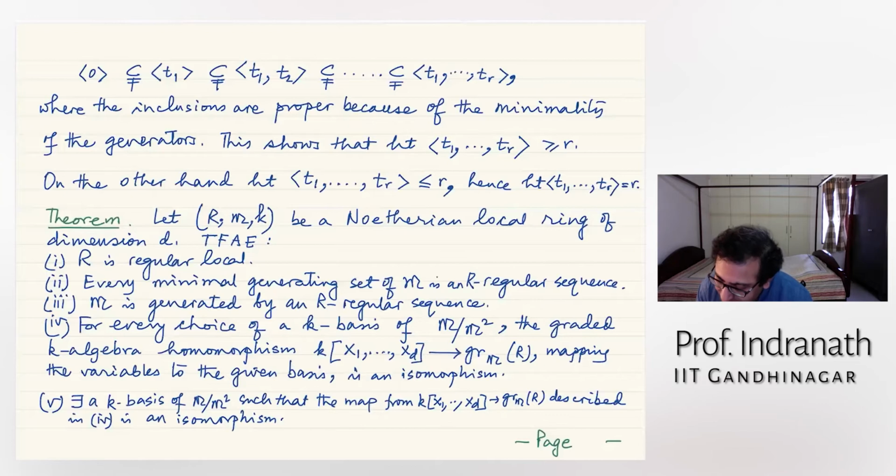And fourth and fifth, it says that there exists a k basis of m mod m square, such that this map, where variables are being mapped to the basis as I have just quickly described in 4, is an isomorphism. So these 5 conditions are equivalent. This is something very, very important and very, very useful. We will see that. Okay.